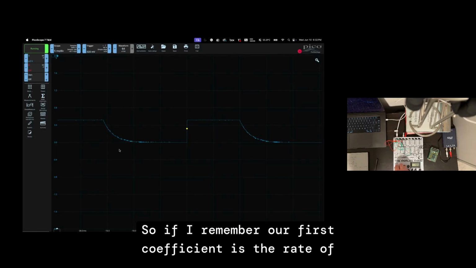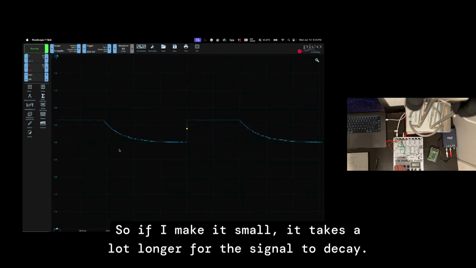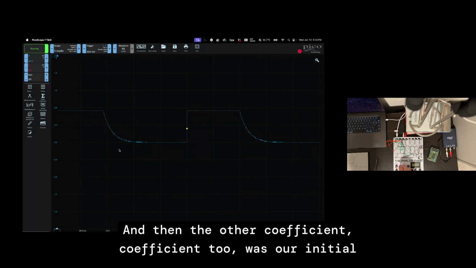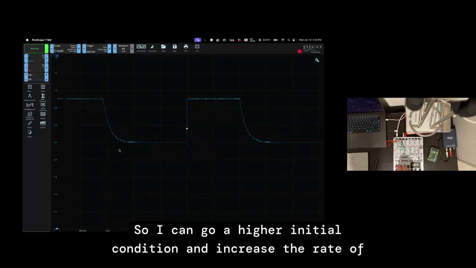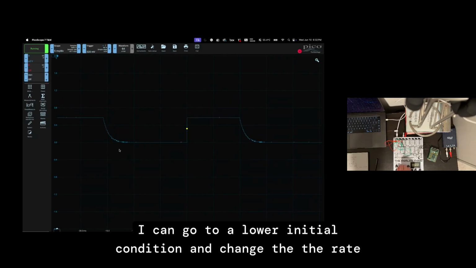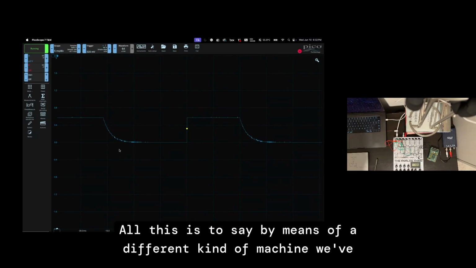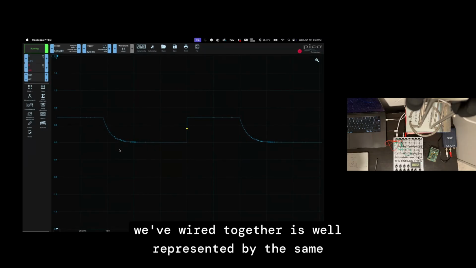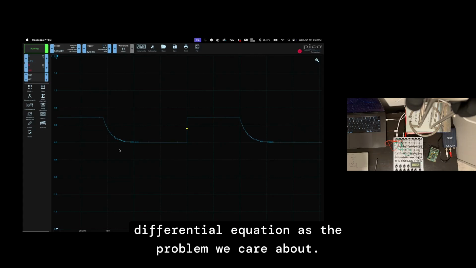So if I remember, our first coefficient is the rate of decay. If I make it small, it takes a lot longer for the signal to decay. Or if I jack it up, it increases the intensity. And then the other coefficient was our initial condition value. So I can go to a higher initial condition, or I can go to a lower initial condition and change the rate of decay. So all this is to say, by means of a different kind of machine, we've solved this problem. And it's because in the case of the analog computer, the circuit which we've wired together is well represented by the same differential equation as the problem we care about.